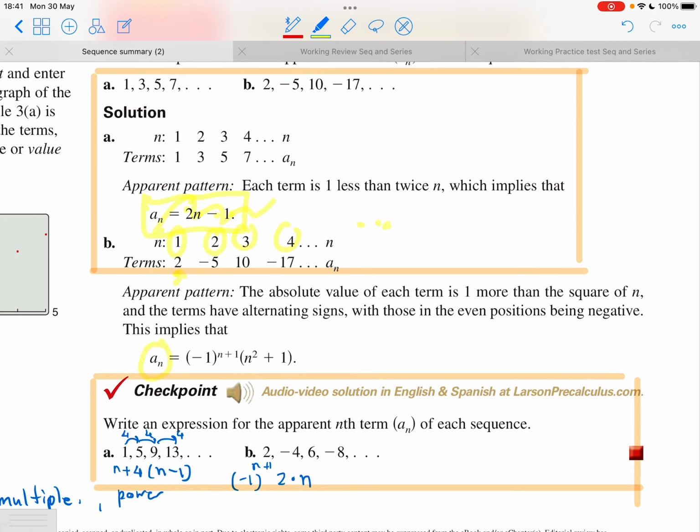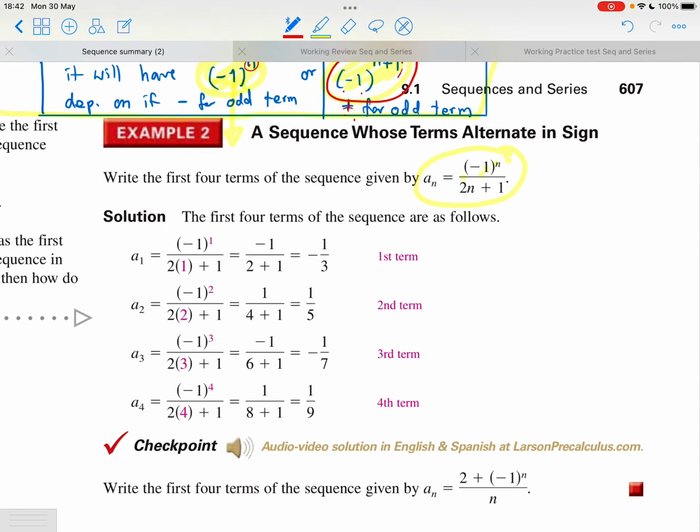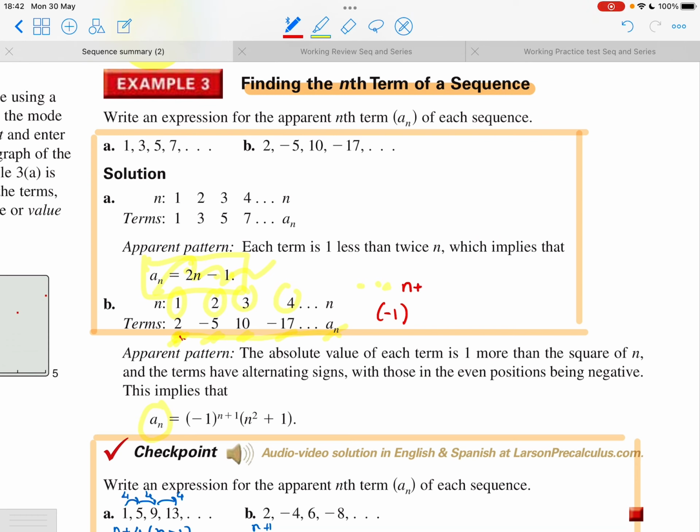So this one, an, for B, it says these are the terms. The apparent pattern has alternate sign, so that means it's got to have the coefficient minus 1 to the power, and this starts with positive 2, so it's n plus 1 because the first term is positive. So you know that this is the first term, so this is the answer.